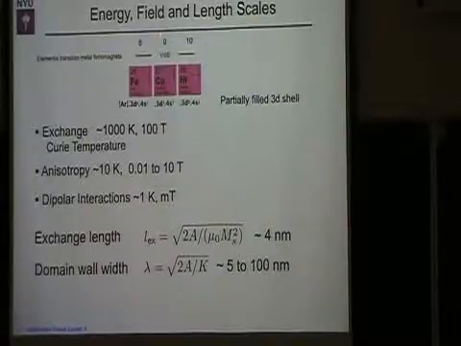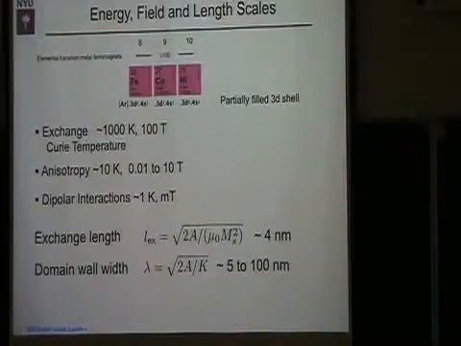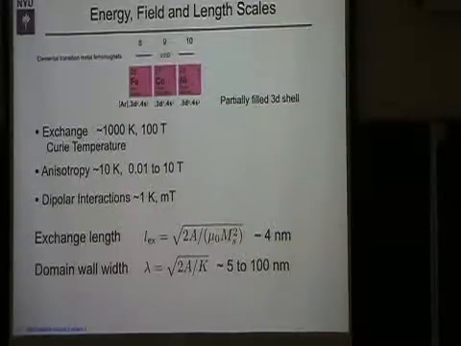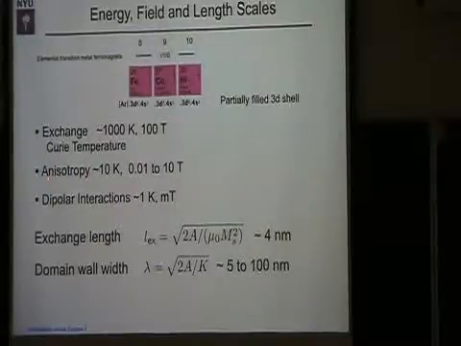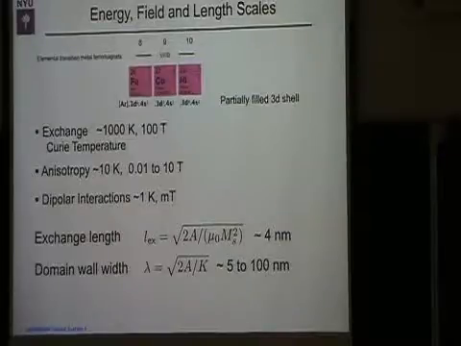You have a situation where you have a moment associated with the atomic site. Actually, it's more complicated because these are also itinerant ferromagnets, but for the moment, you can see that there's a net moment because of Hund's rules. And the exchange scale in these magnets is 1,000 Kelvin. That's about the scale of T_C, or corresponds to an internal field of about 100 Tesla. So it's a huge field. The next important scale is the anisotropy field. That's on the scale of 10 Kelvin, or anywhere from millitesla up to 10 Tesla.